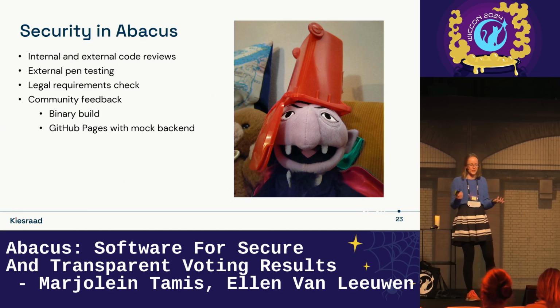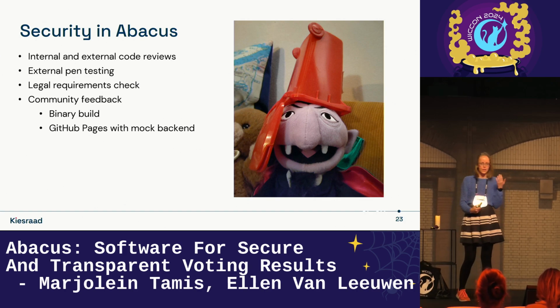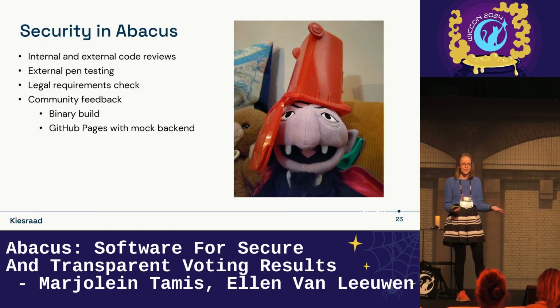We don't work open source for no reason. We have a binary build that can be downloaded, and you can run it on your own machine and see what we're doing so far. And like I said before, there is a GitHub Pages deployment for every pull request and the main branch. This does have a mock backend, not the Rust backend, so it is a bit more limited in the actual functionality. It's better to just run it on your own machine.